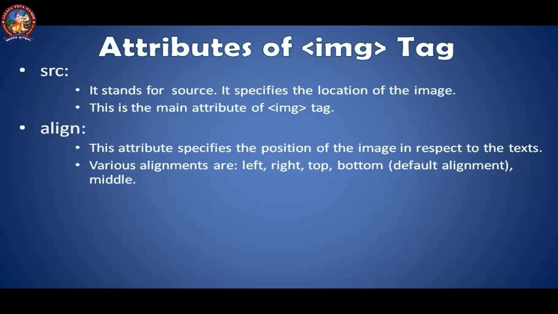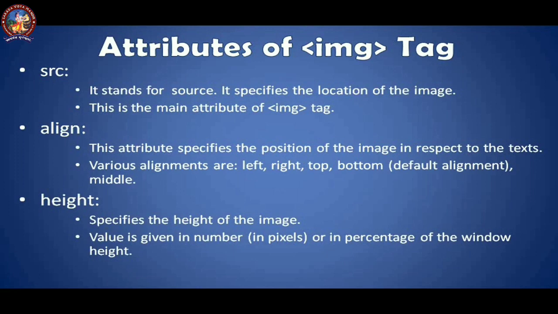The next attribute is the height attribute. It is used to specify the height of the image in the web page. The values can be given in pixels or percentage. Whenever we mention any graphical object in our web page, we use pixels. Pixel is the unit by which we can measure height, length, breadth, etc. It can also be given as a percentage of the viewing window of the web page.